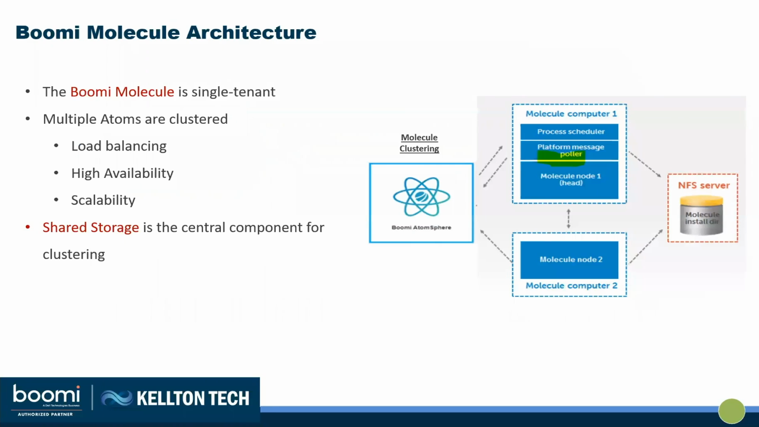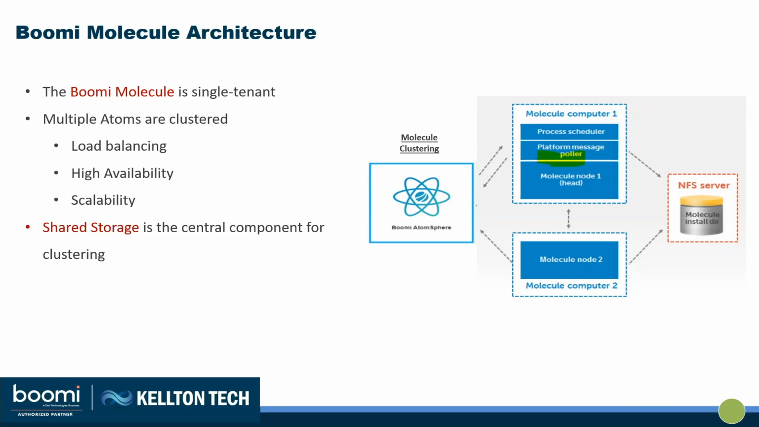Well, if I want a clustered environment or high availability, how do I do that? One way a lot of customers work around this is that they install multiple atoms in their environment and then load balance them through an external load balancer. The other approach is to use a Boomi Molecule. It's single tenant, which means only one customer can use it, if you are implementing it in your own infrastructure, where multiple atoms are clustered together for load balancing, high availability, and scalability.